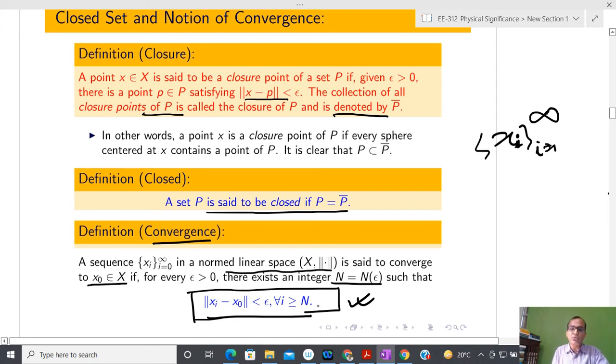I will send you a tutorial that I have prepared based on the notion of convergence: how to calculate epsilon and the epsilon ball and the corresponding n for that. That is very easy, not a difficult task.